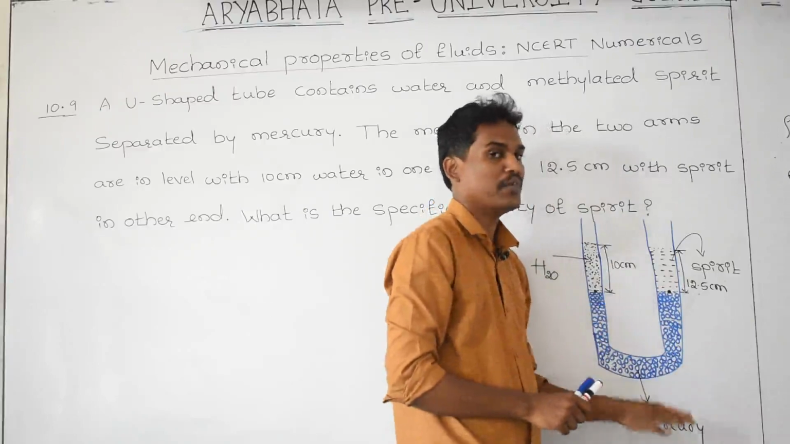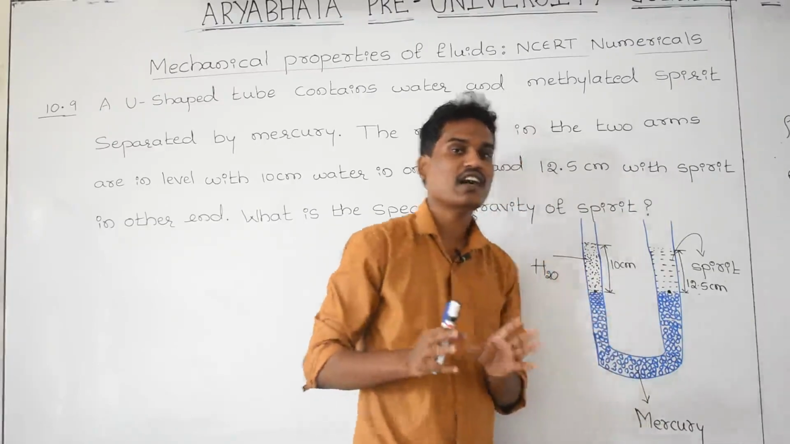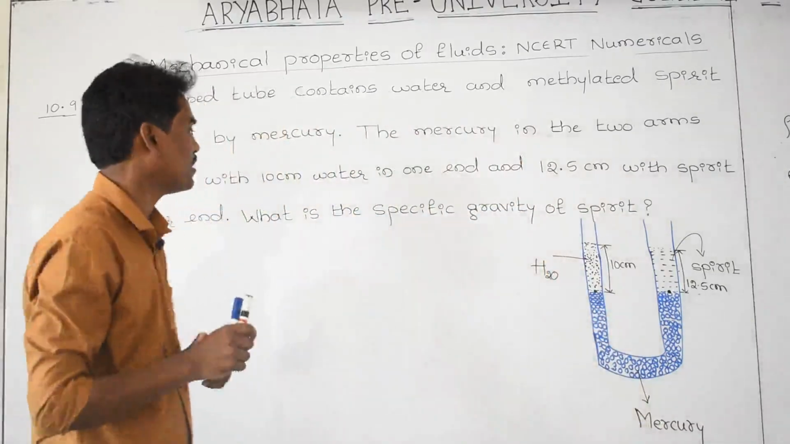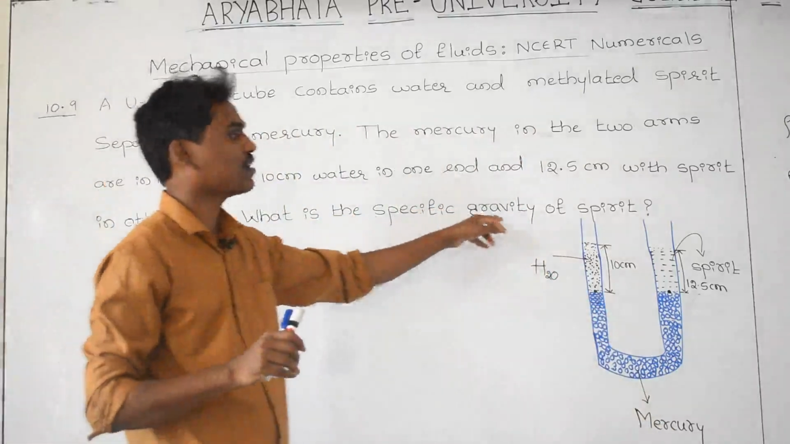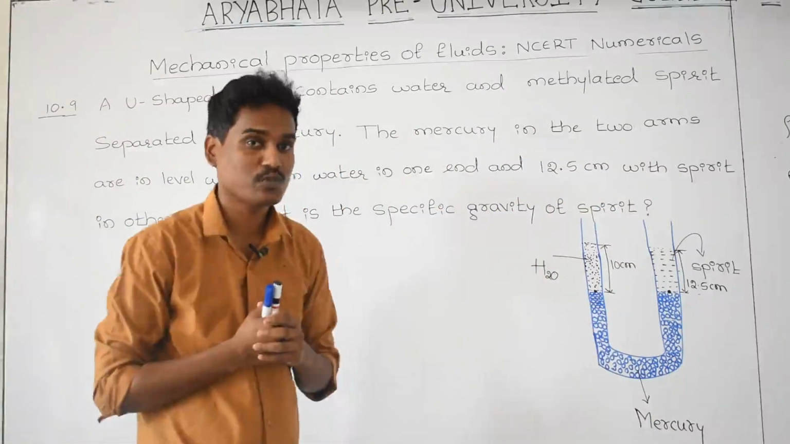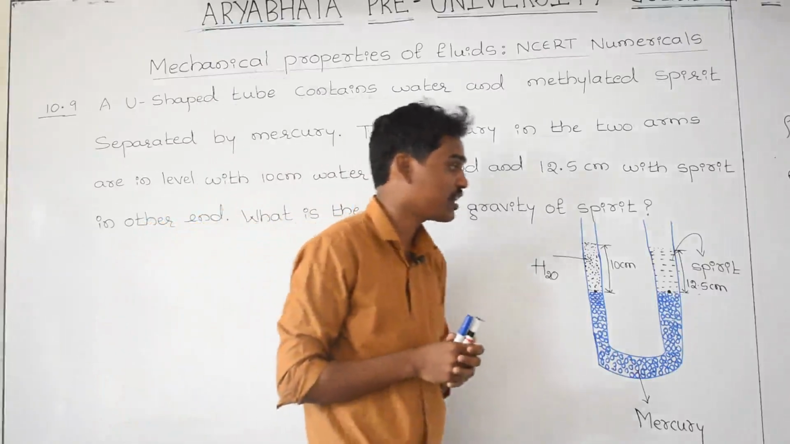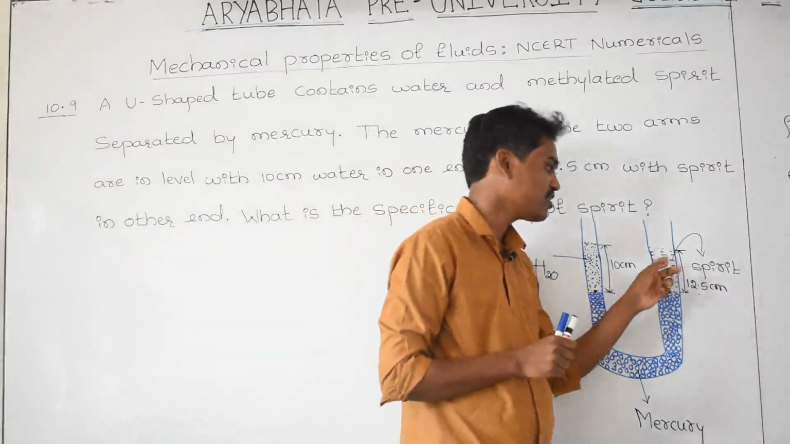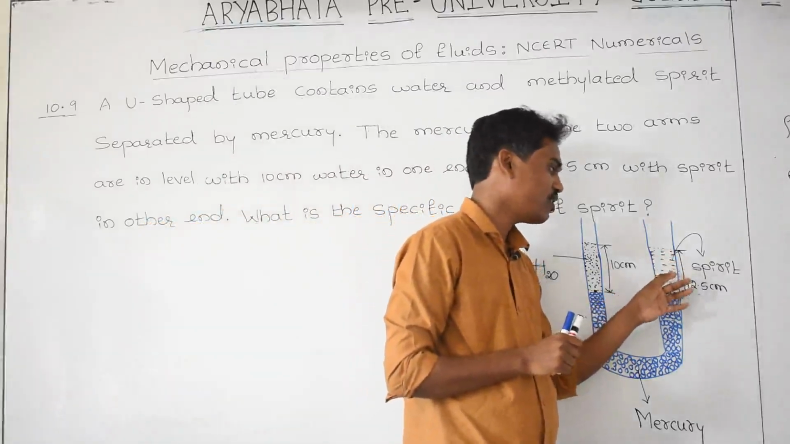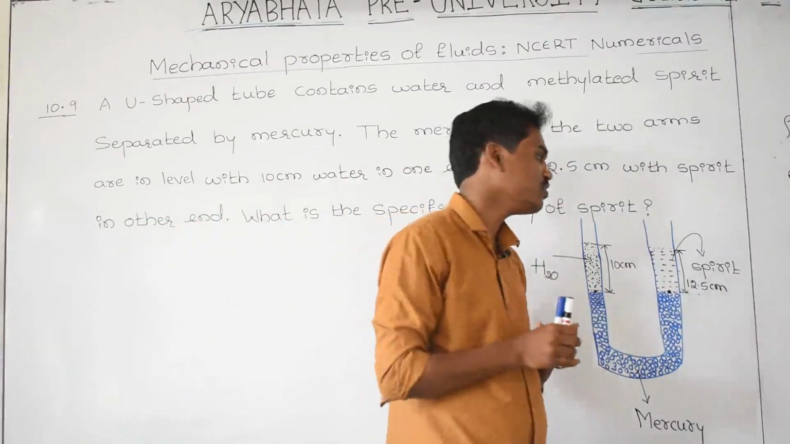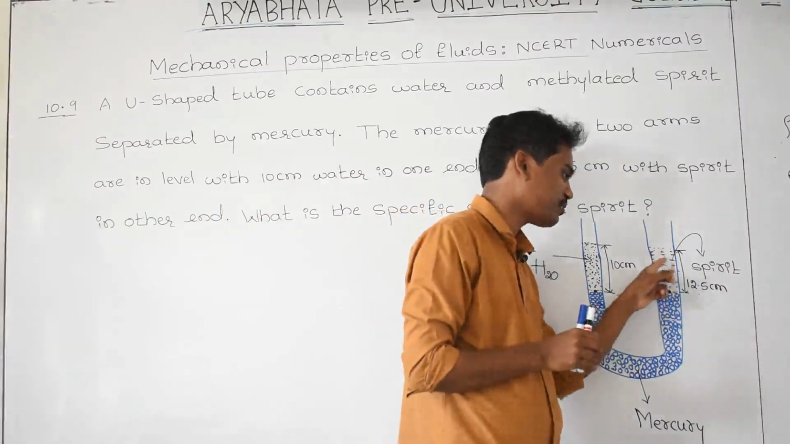Then what he has asked here, you need to find out what is the specific gravity of methylated spirit. What is the specific gravity of methylated spirit? In the sense, by using this diagram, you need to find out the specific gravity of the spirit.